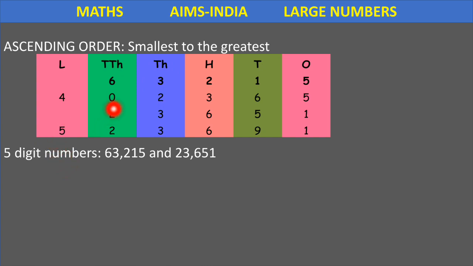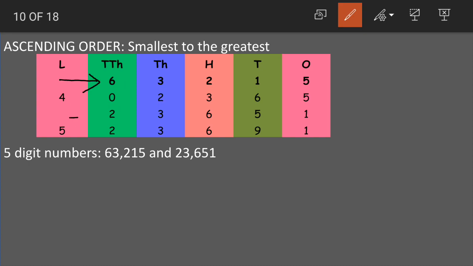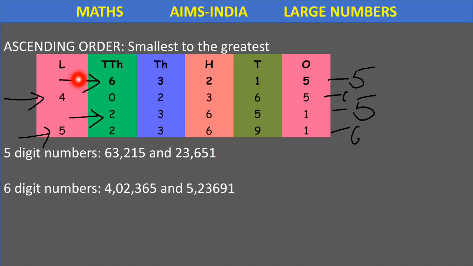Okay, we are having two 5-digit numbers here. What are we having here, children? Two 5-digit numbers, this number and this number. And we are having two 6-digit numbers. The 5-digit numbers are 63,215 and 23,651. What are the 6-digit numbers given here? They are 4,02,365 and 5,23,691. Yes or no, children? We are having two 5-digit numbers and two 6-digit numbers.